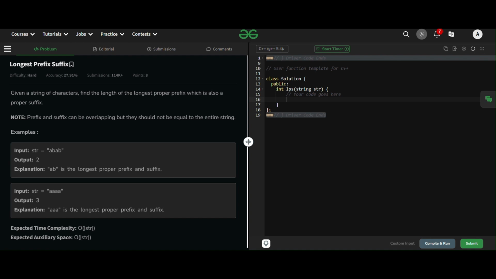So this is a KMP problem, and it is one of the hardest DSA problems. The problem says that given a string of characters, find the length of the longest proper prefix which is also a proper suffix. Note, prefix and suffix can be overlapping, but they should not be equal to the entire string. Okay, and you can see the input is abab and output is 2. So I am not explaining here. I will go to the pen and paper by which I can make you easily understand this problem.